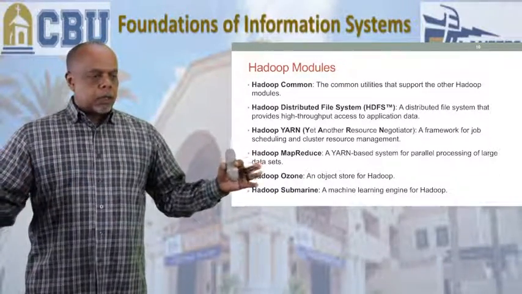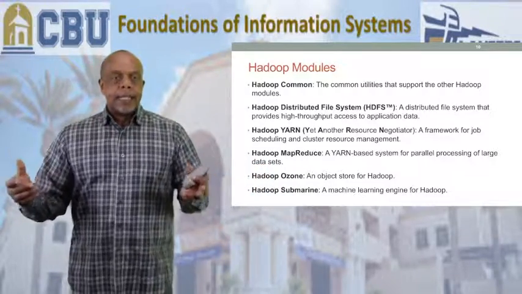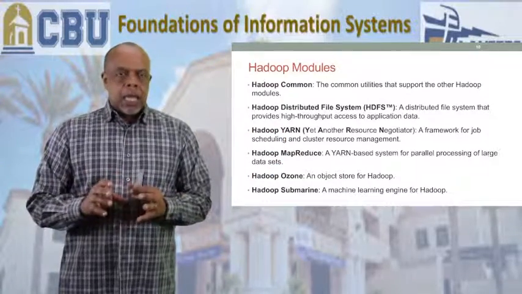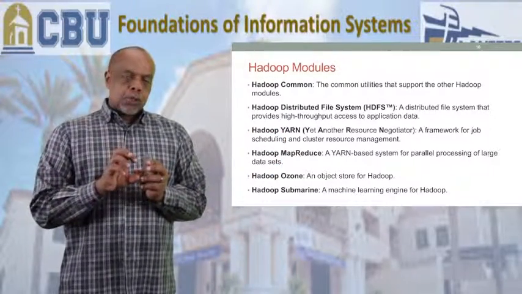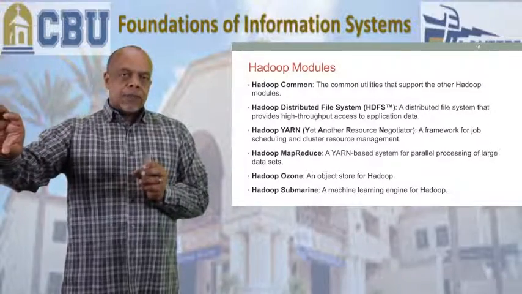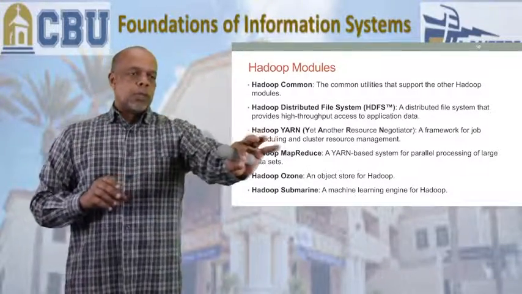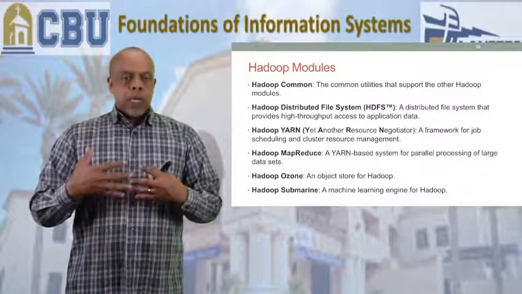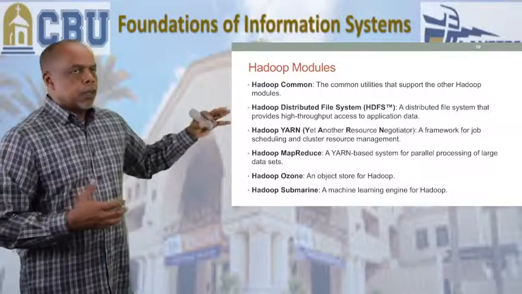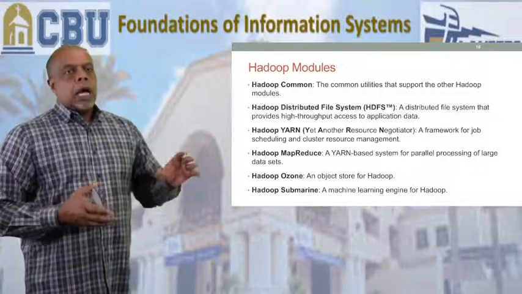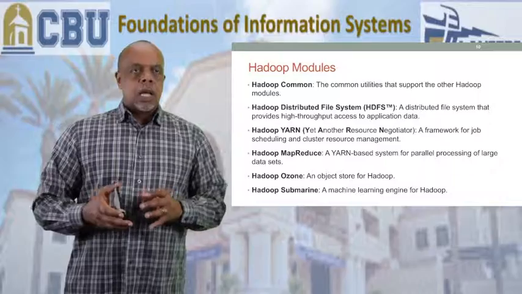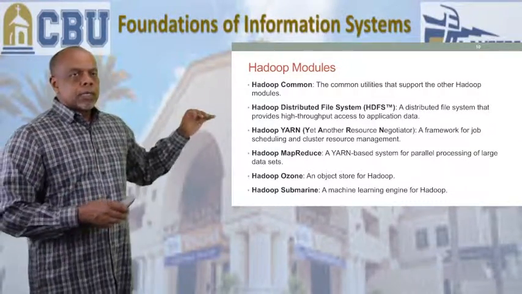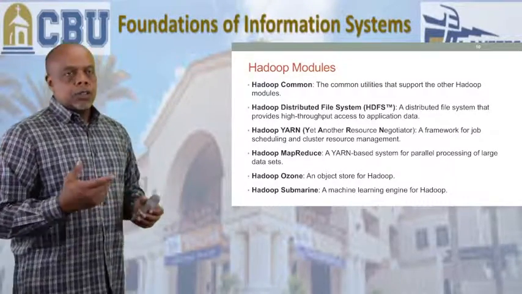So when you're doing parallel processing, think about running a database on 10,000 machines, the same database, and you're going to schedule this portion of the database to be on these 5,000 machines, this portion on 2,000 machines, and this portion on 3,000. All that has to be well synced and well orchestrated. And so YARN and MapReduce, that's what they do. Hadoop Ozone, like I said, that's an object store, where it maintains the objects. And it also has a machine learning engine called Submarine.